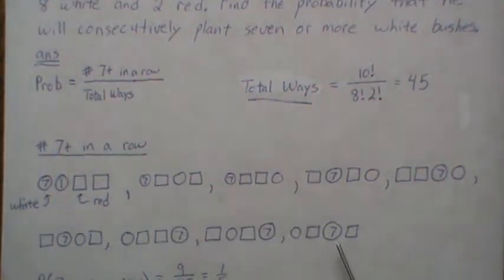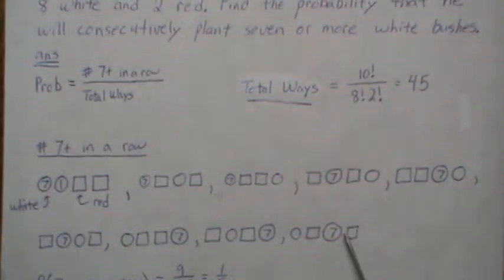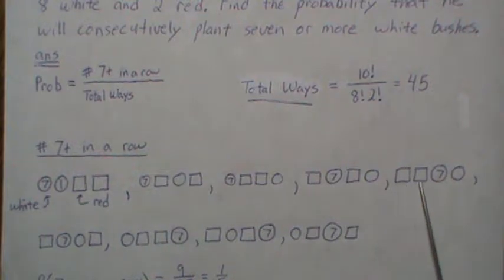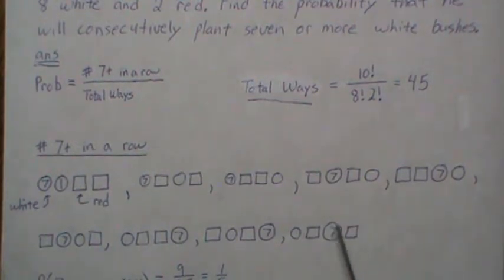But now I've got one question for you. Notice that I put the 7 in the third spot in only 2 cases. There's no other case where I have the 7 in the third spot. And here we have 2 reds in front, then the 7. And here we have a circle, the white bush, then a red, then the 7. Why didn't I switch those around and put a red bush, then a white, then the 7?